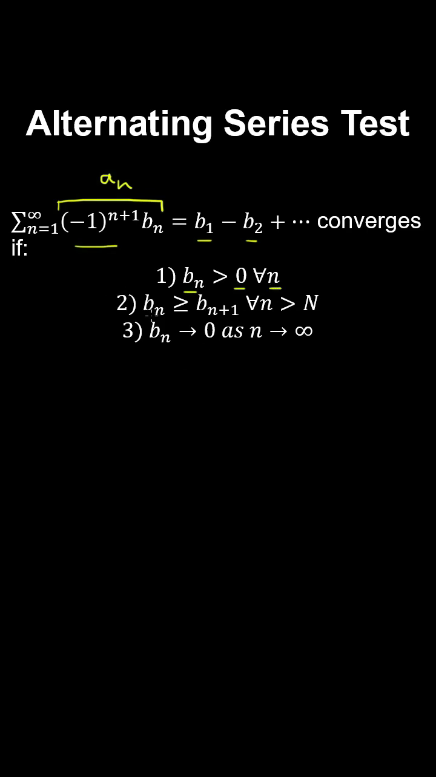And the next rule states that the current term in the series must be greater than or equal to the next term in the series for all n greater than some integer N, meaning these terms are decreasing. And the third rule states that B_n must approach 0 as n approaches infinity. And we'll get some practice in applying these rules.